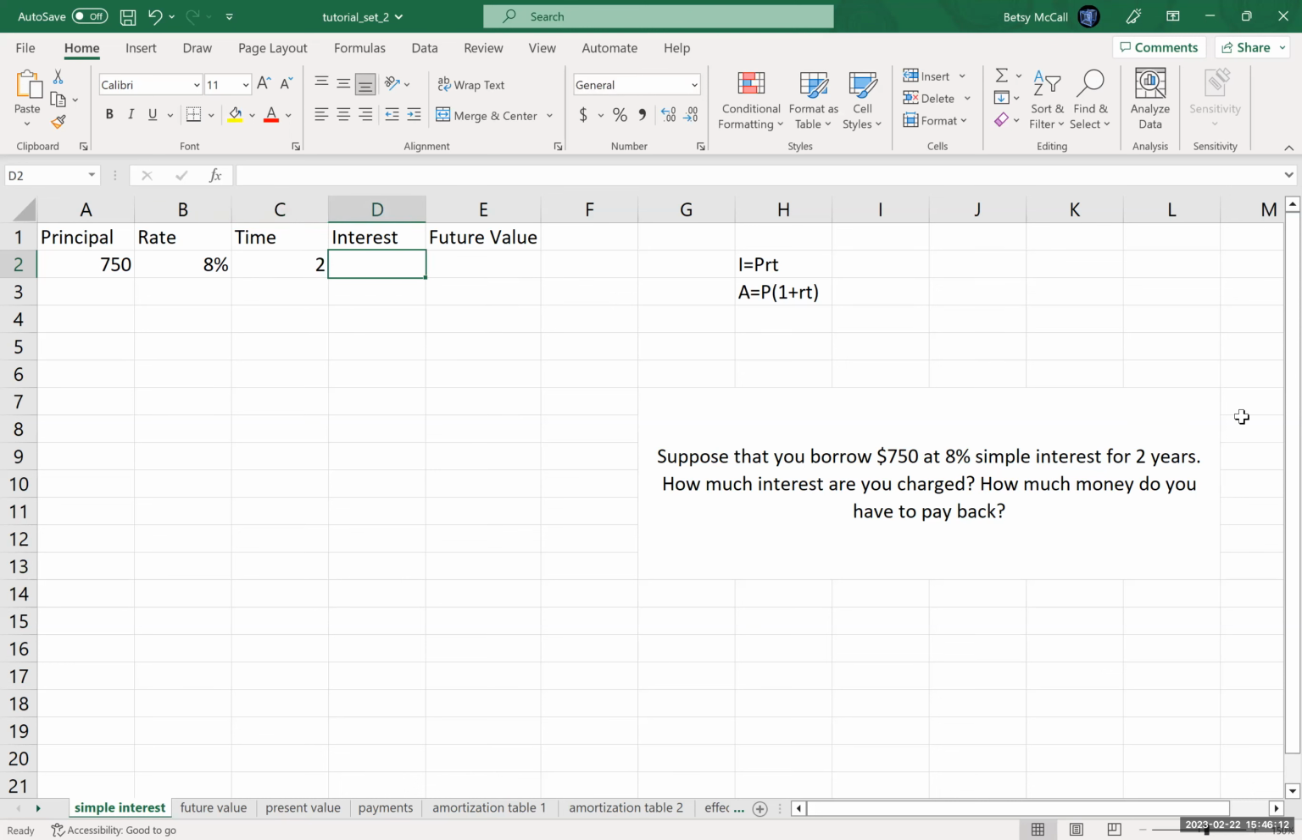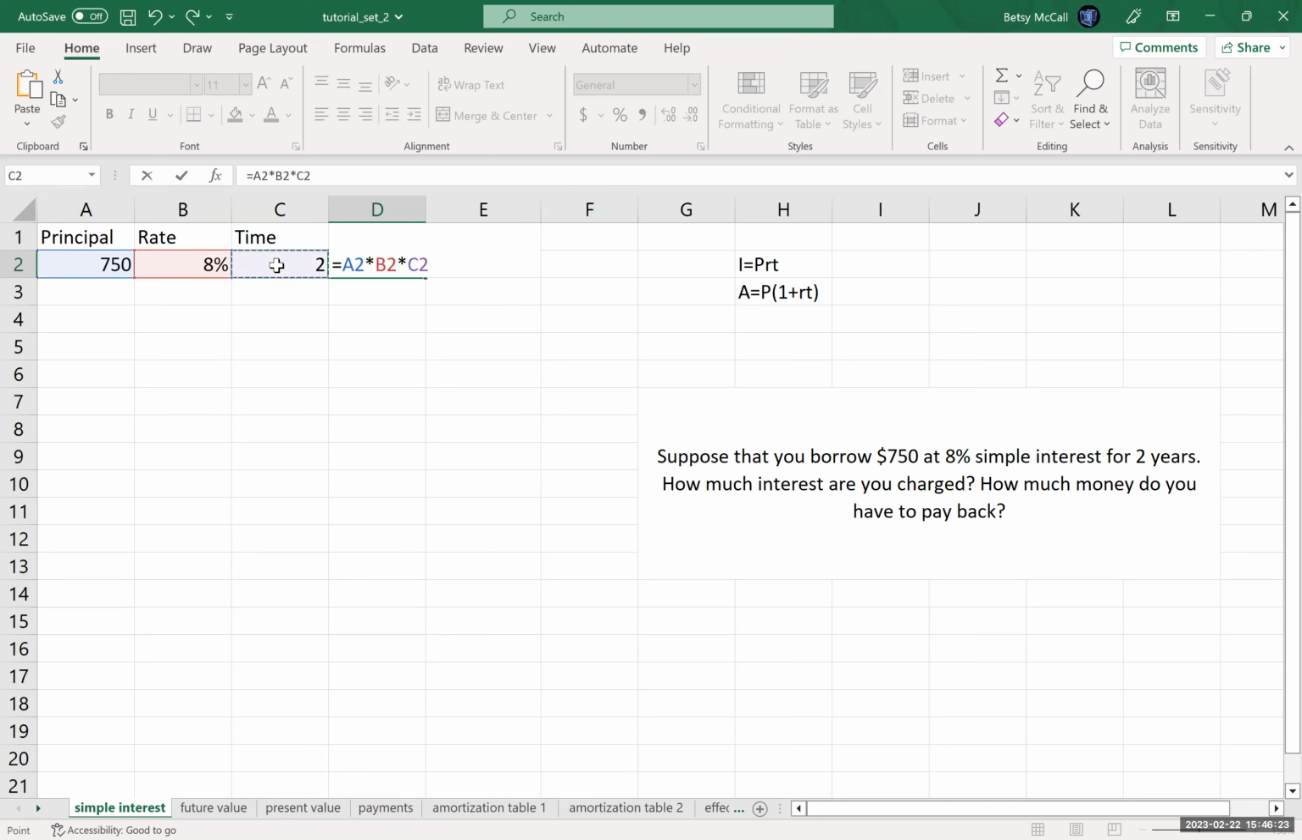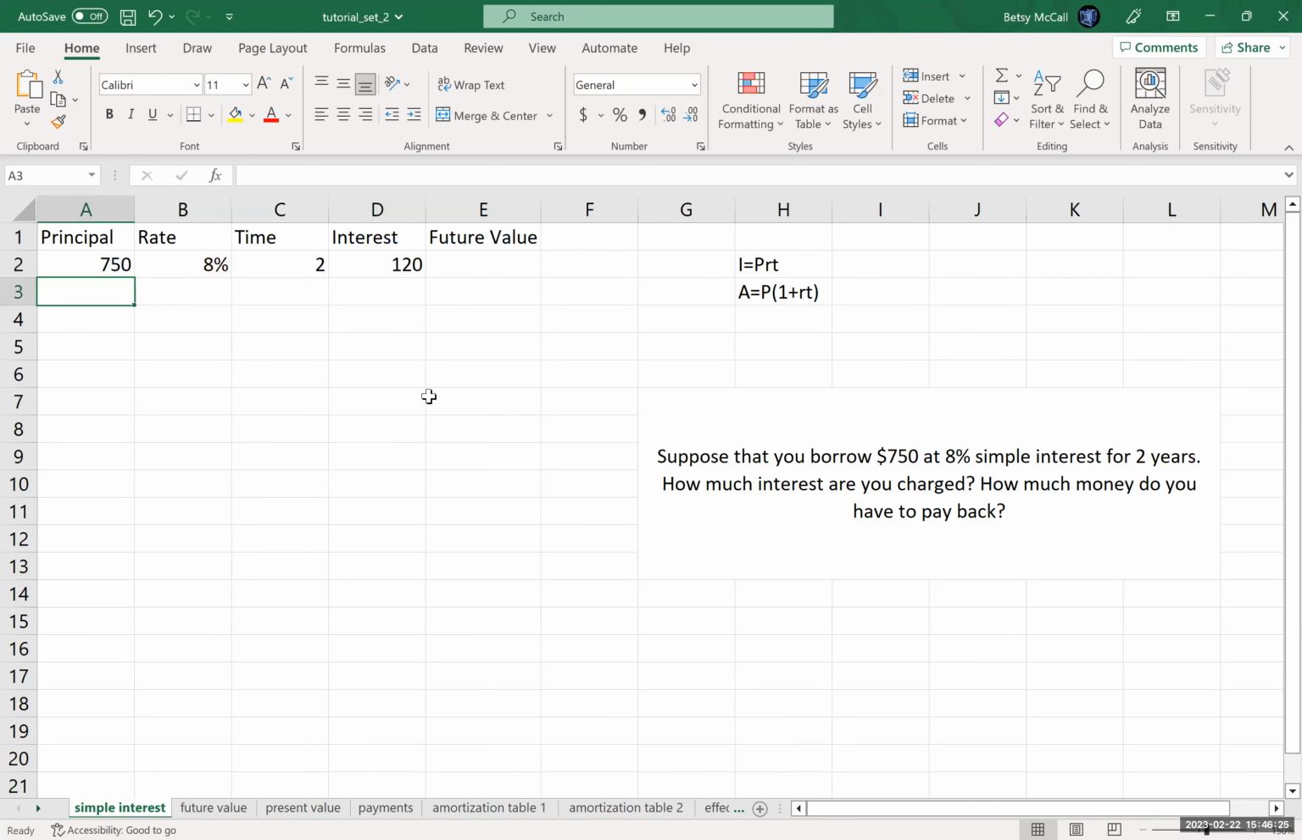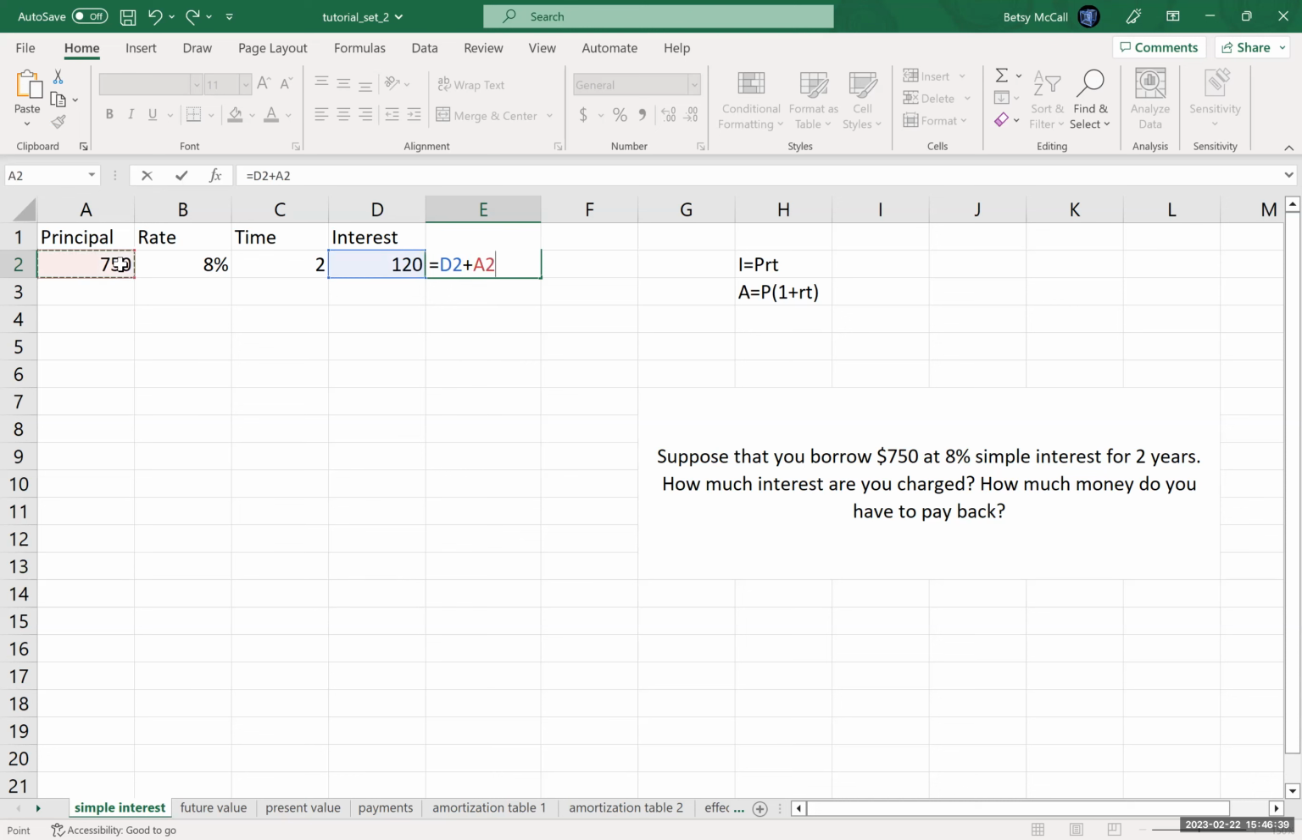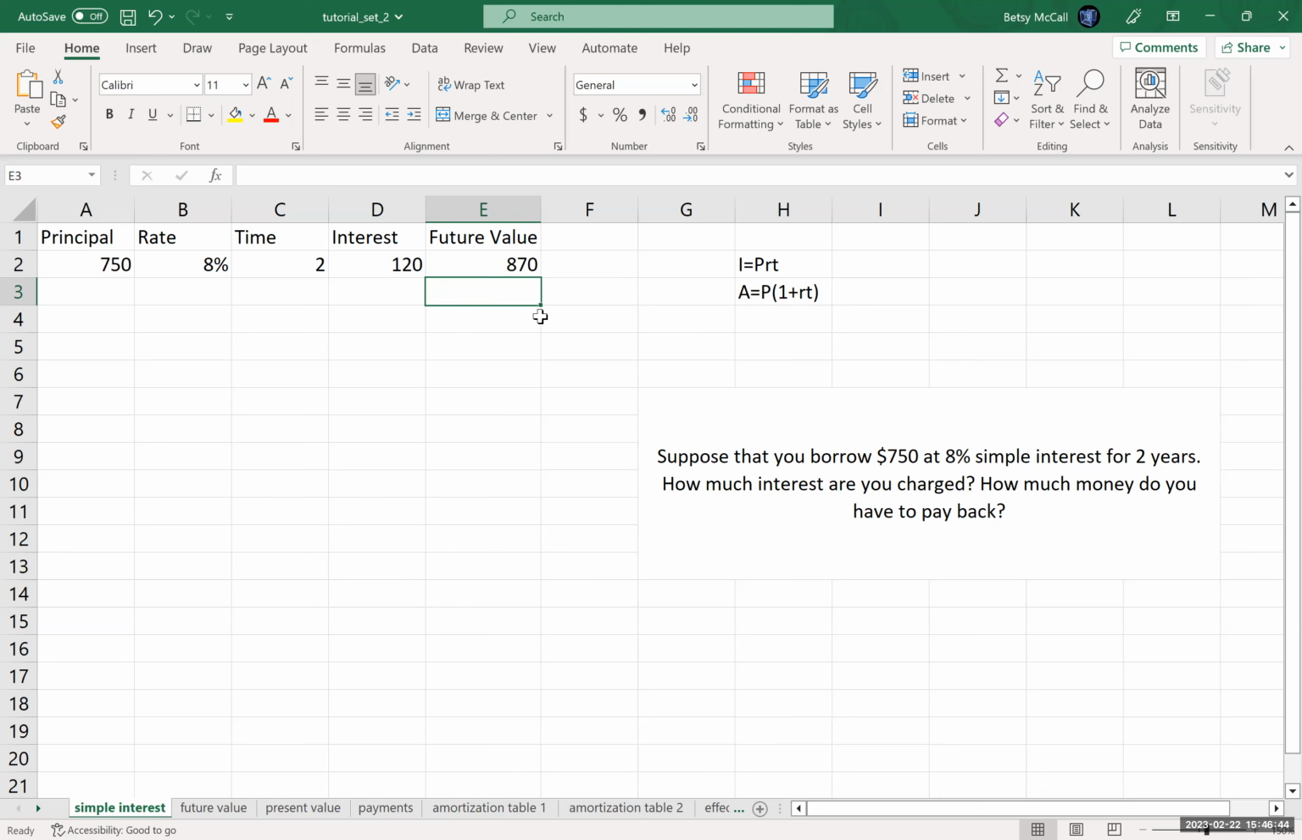Interest, we're going to just calculate that as principal times rate times time. So principal times the rate times the time. So we're going to owe $120 additional dollars. And then finally, the future value, we can calculate directly from this formula, or we can just add the interest to the principal. And in fact, if I go through and I calculate this formula, I should get the same amount.